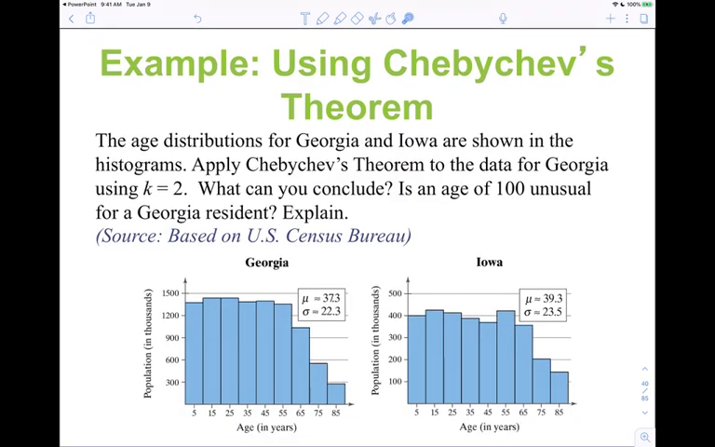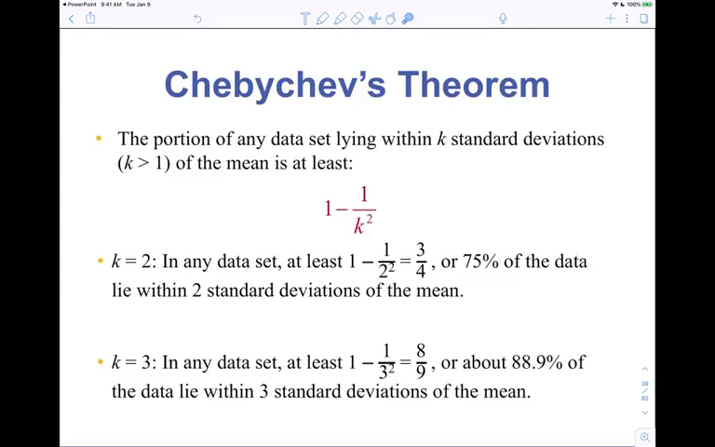Let's see. So it says the age distributions for Georgia and Iowa are shown in the histograms. Apply Chebyshev's theorem to the data for Georgia using k equals 2. What can we conclude? So it says when k is 2, about 75% of the data is within 2 standard deviations.